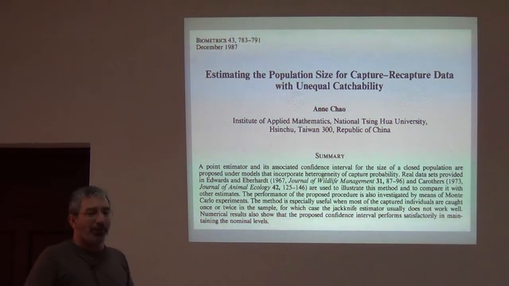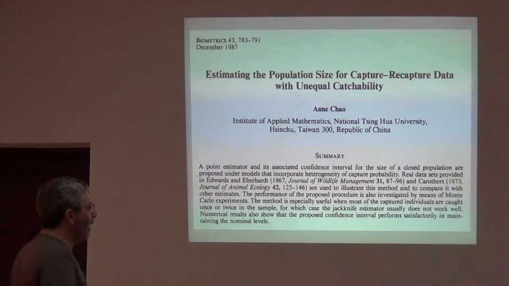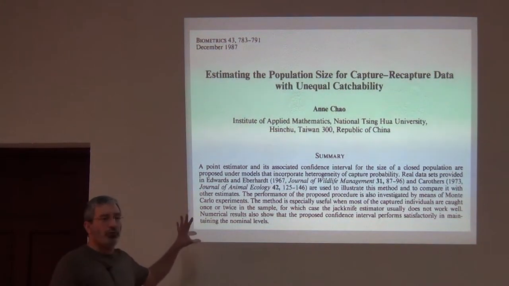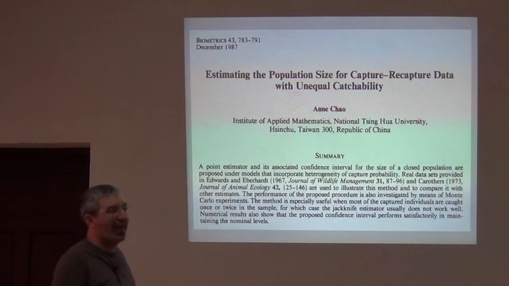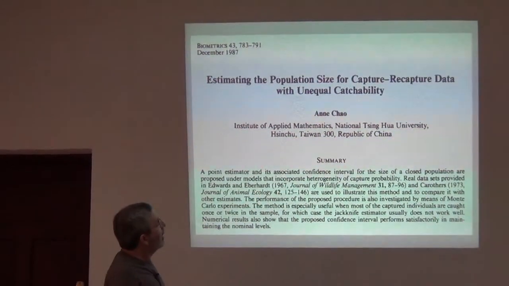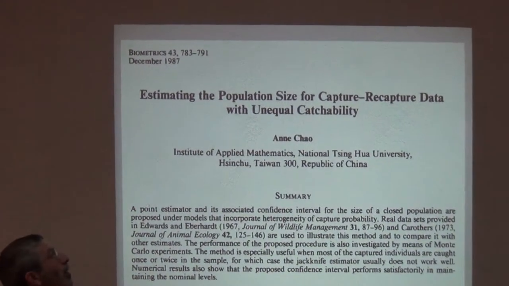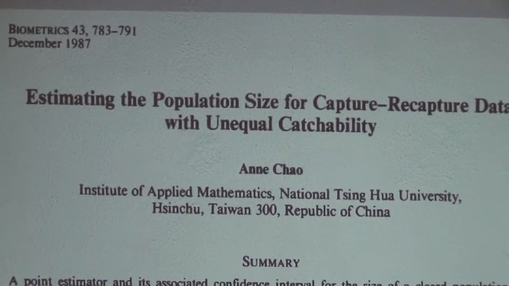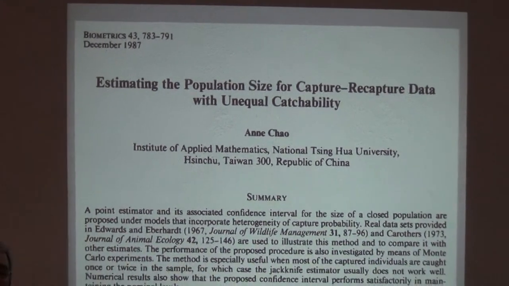Okay, so now we're going to get into a bit of mathematics that I'm not going to go into detail on. This is a super important paper by a Chinese mathematician named Anne Chao. Essentially, estimating the population size for capture-recapture data with unequal catchability. All of a sudden that sounds a little bit more realistic. Maybe there are rare species and common species.